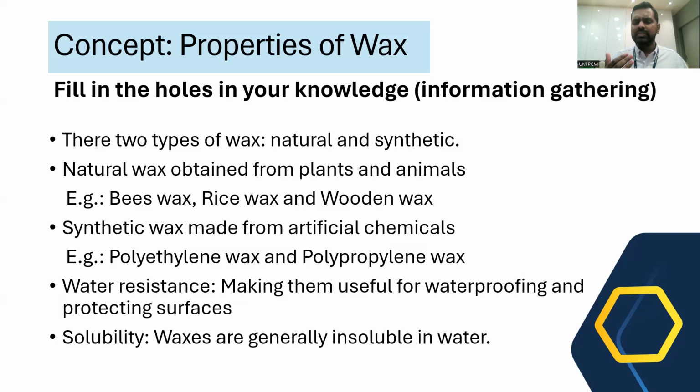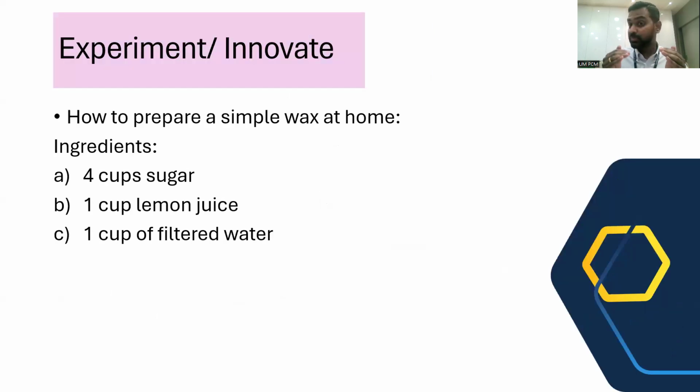So what is the good thing about wax is that it is water resistant, making it useful for waterproofing and protecting surfaces. And in terms of solubility, waxes are generally insoluble, like oil. They are insoluble in water, right? So you get the concept now, which is the idea of what a wax is and what the properties of wax are. Then go into an experiment or an innovation.